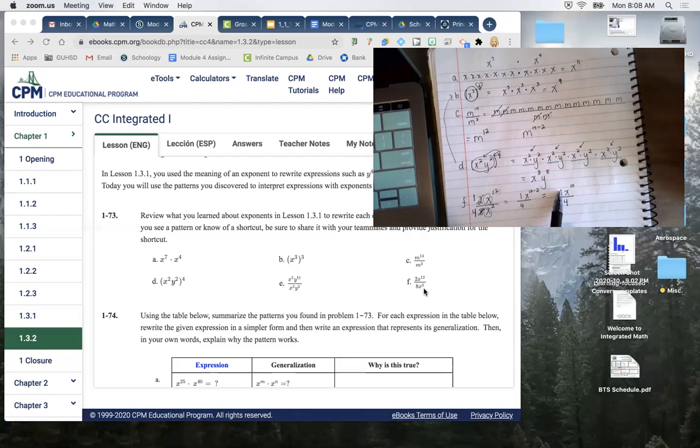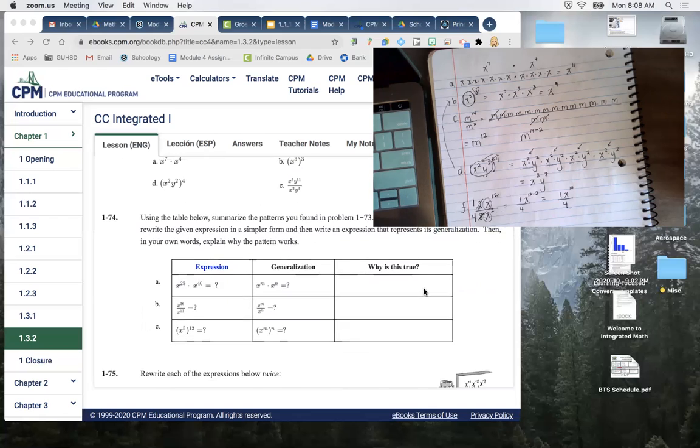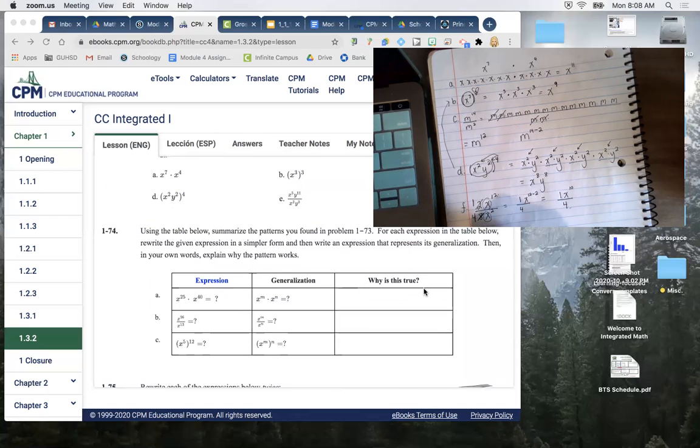I'll remind you, you don't need to have the 1. It could just be x to the 10th over 4 because 1 times anything is just going to be itself. So you can go ahead and drop that 1 if you'd like, but that's going to be the answer for F. Okay, the last thing we're going to do today is I'm actually going to generalize these for you.